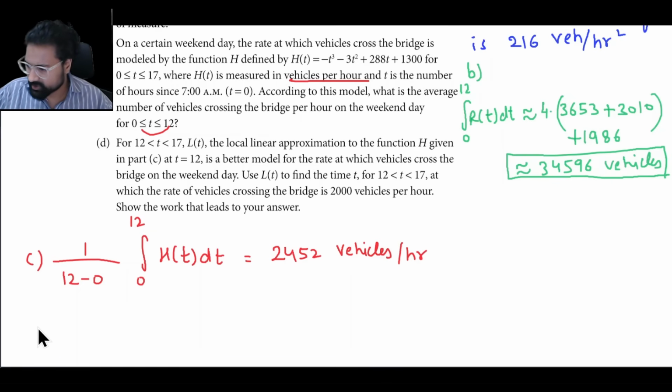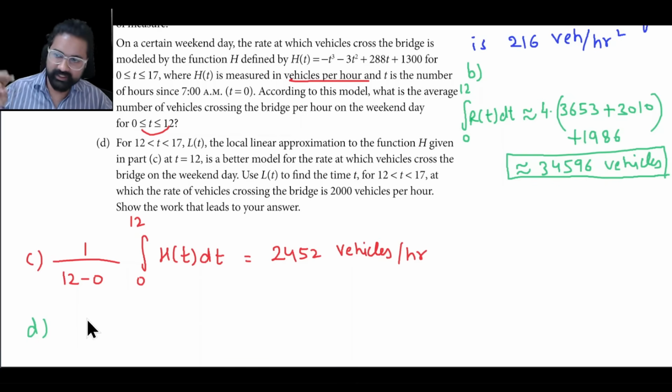And for the last part, they are saying for 12 to 17, which is okay. L of t is the local linear approximation of the function at t equal to 12, is a better model for the rate at which the vehicles cross the bridge on the weekend. So use L of t to find the time between 12 and 15 at which the rate at which the vehicles are crossing the bridge is 2000 vehicles per hour. So first we need to figure out what is the equation of this L of t.